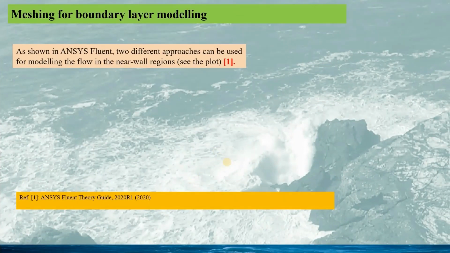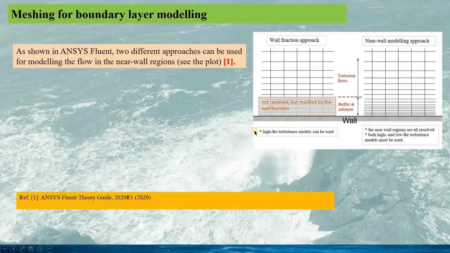In this slide, I will show how we can generate the grid for the turbulent boundary layer. Following ANSYS Fluent, we can see two different approaches would be used for modeling the flow in the near wall region. See this plot. And this principle is the same for many other CFD simulations when dealing with the near wall regions.